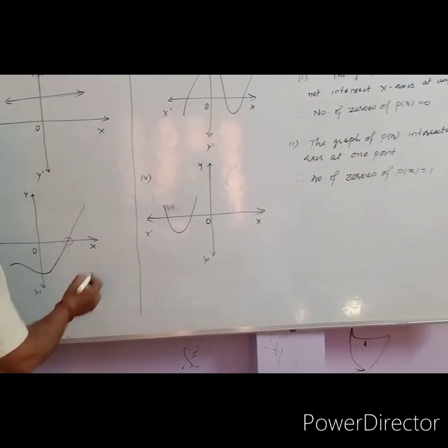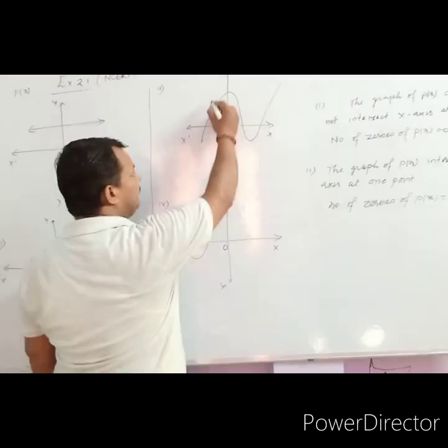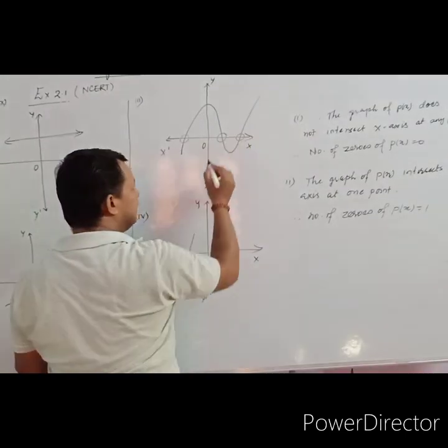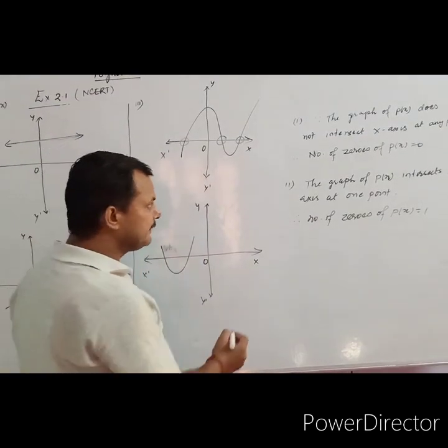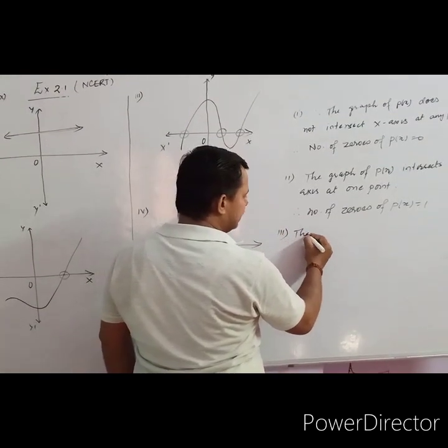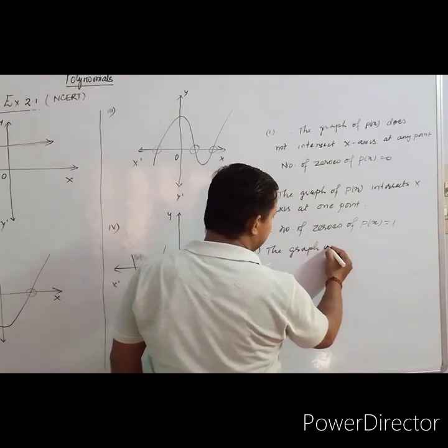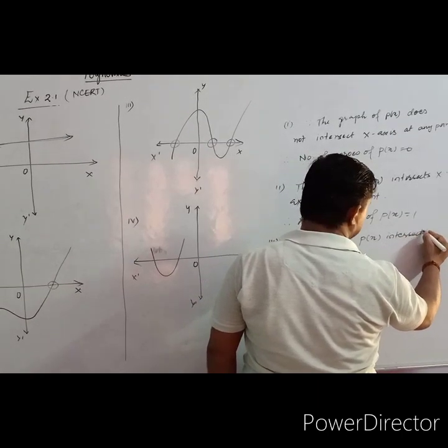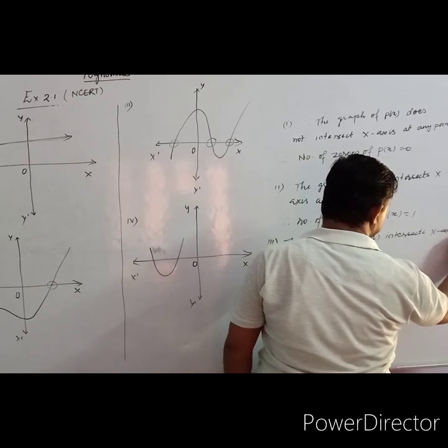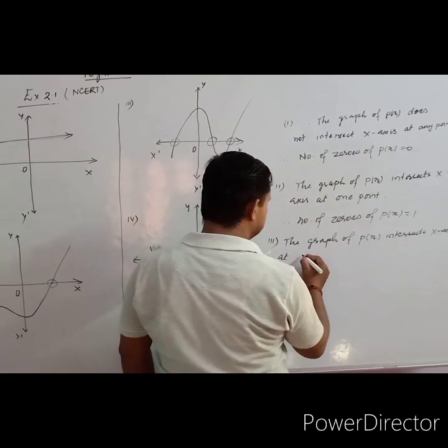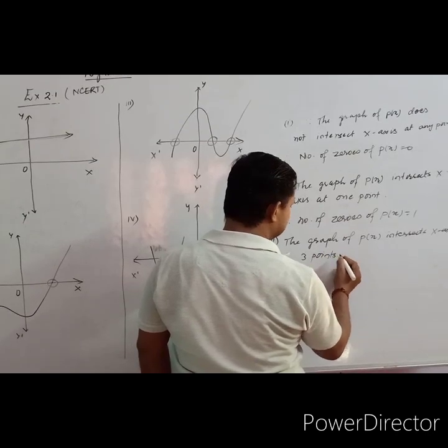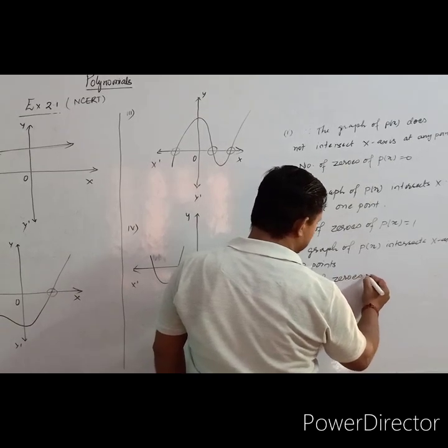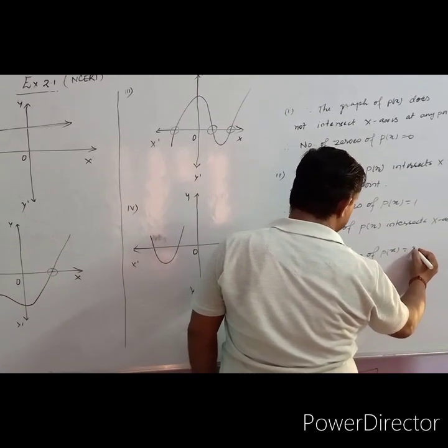Similarly, you observe in the third question, the graph of p(x) is going like this. It means it intersects at this place, and this place, at three different places. You will write: the graph of p(x) intersects the x-axis at 3 points. Therefore, the number of zeros of p(x) is equal to 3.